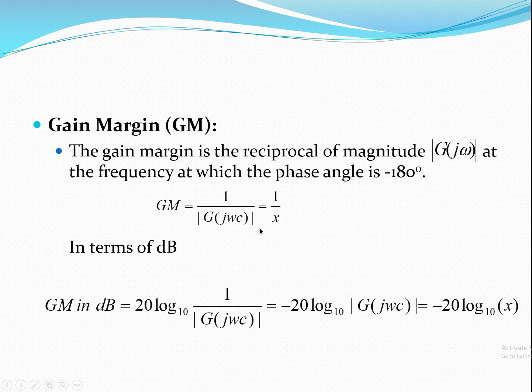Okay, so now if I'm putting, let us say it is 1 upon G, so in terms of dB, it will be 20 log 1 upon the magnitude of G of j omega. Okay, so if it is in terms of G of j omega, the denominator goes up with a minus, so minus is coming over here, minus 20 log this. Okay, and what is the answer? Minus 20 log 1 upon x.